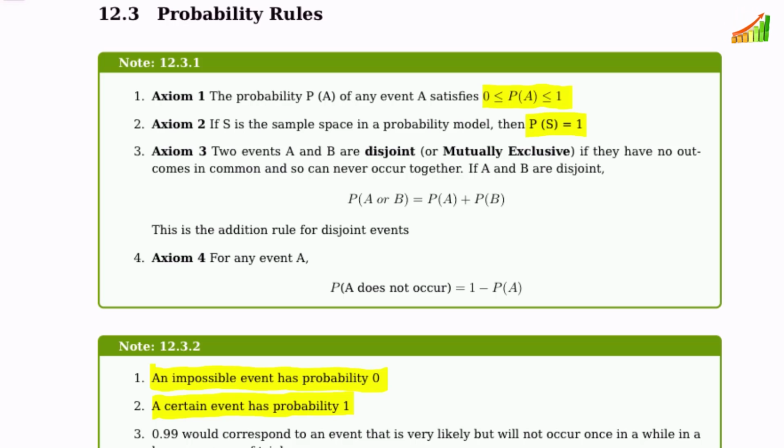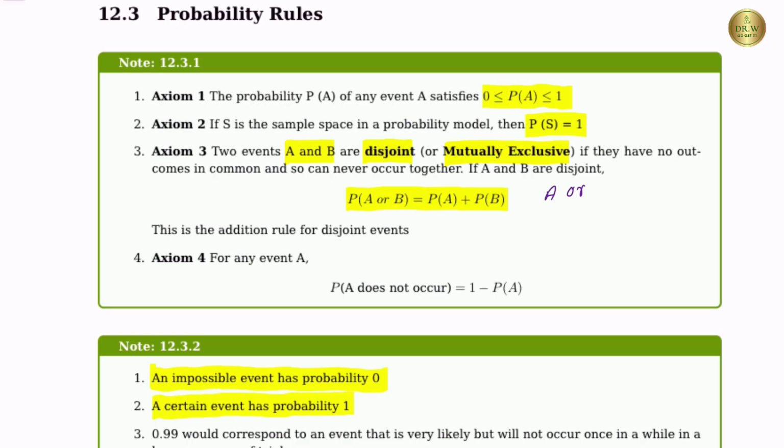Then axiom 3. Two events A and B are disjoint. What is the meaning of disjoint? They don't have a common element, or we call them mutually exclusive. Then you can use this equation: probability of A or B equals probability of A plus probability of B. You can use this equation if and only if A and B are disjoint.